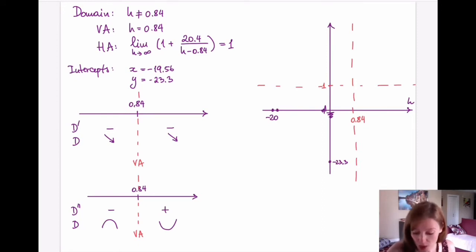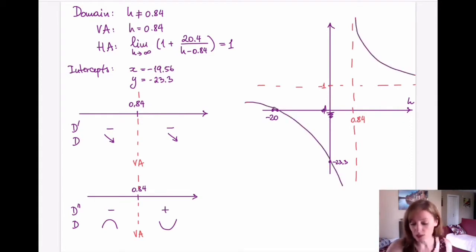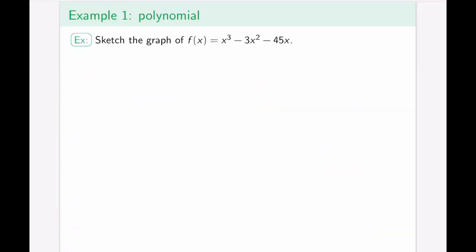Okay, so what you really should have is some kind of graph that looks like this. Decreasing and concave down, approaching the vertical asymptote, and then on the graph here, decreasing, approaching the vertical asymptote here, and a horizontal asymptote there. Let's take a look at another example of sketching.